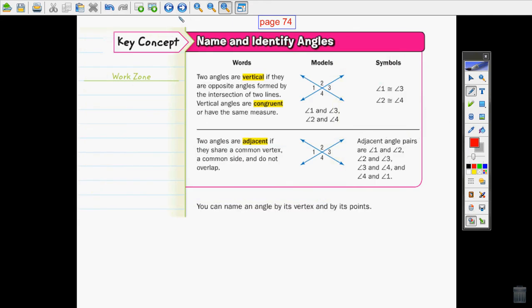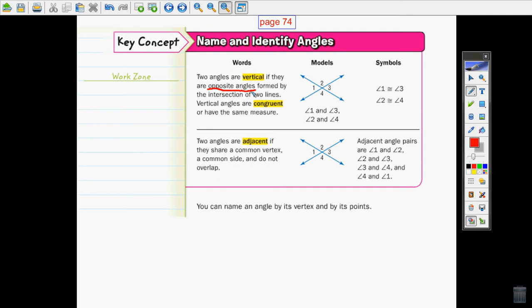Let's turn to page 74 now. This is actually very, very important vocabulary review. We are going to name and identify angles, and this is a very big part of this unit. Two angles are vertical if they are opposite angles formed by the intersection of 2 lines, and I really like to think of these as opposite angles. It helps you kind of picture how they look.